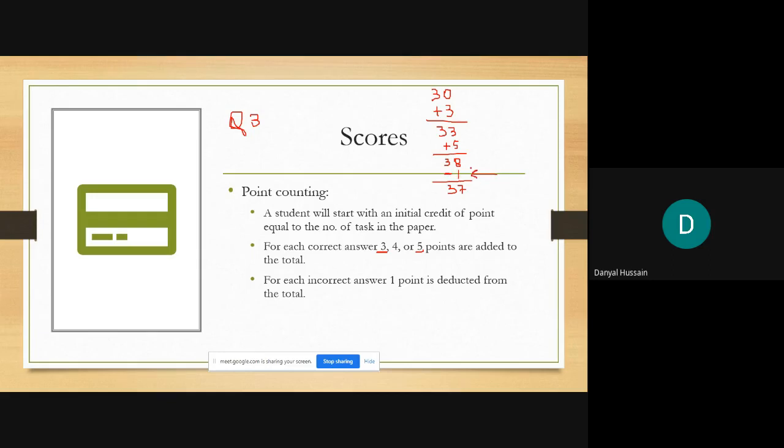So it means that if you have 30 questions and you select all the answers wrong, you will get straight minus 30. So 30 minus 30, you will get 0 marks.